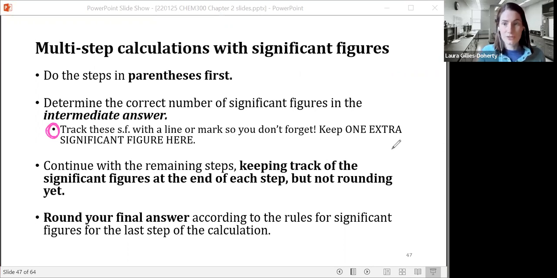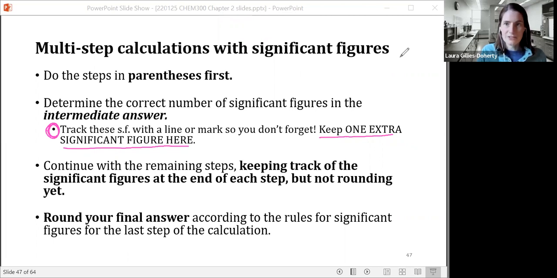And then what you do, and this is really important, is you don't round your intermediate answers. You keep track of the sig figs, and then you keep 1 extra sig fig when you go on to the next step. This is because if you rounded each intermediate answer, like cut it off at the appropriate number of sig figs, by the time you got to your final answer, if you have like a 5-step problem, all that rounding is going to give you the wrong final answer. And so we want to keep an extra sig fig at each step until we get to the final answer. And then we just round the final answer to the appropriate number of sig figs based on if we did multiplication, division, or addition and subtraction at that final answer.